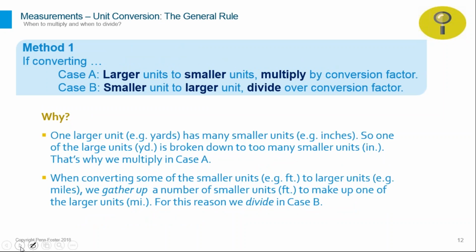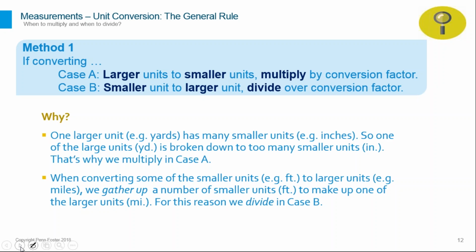So the next step is going to go over the specifics of method 1. What should I do? Divide one and multiply one. So method 1 says, find the conversion factor and then decide, are we converting from larger units to smaller units or from smaller units to larger units?